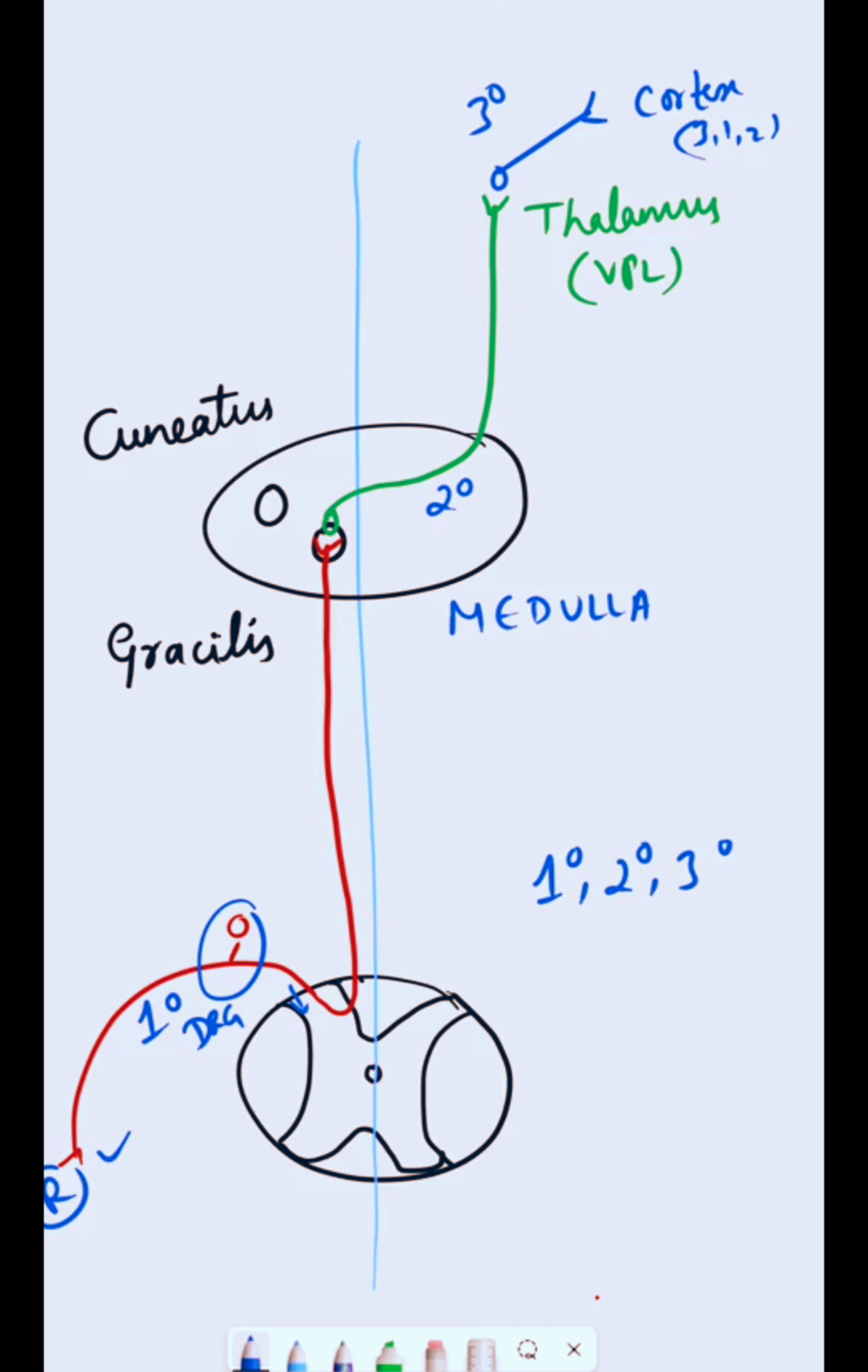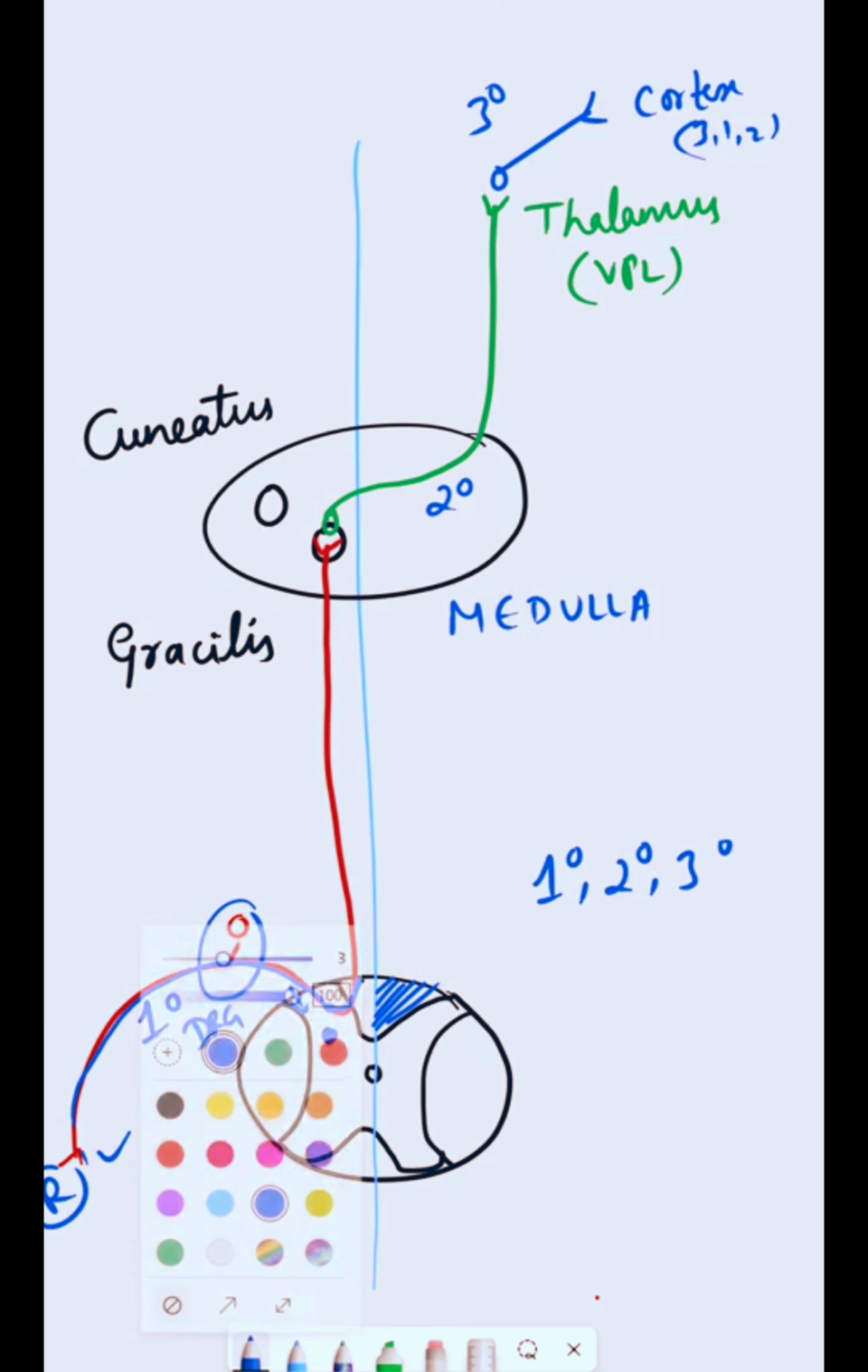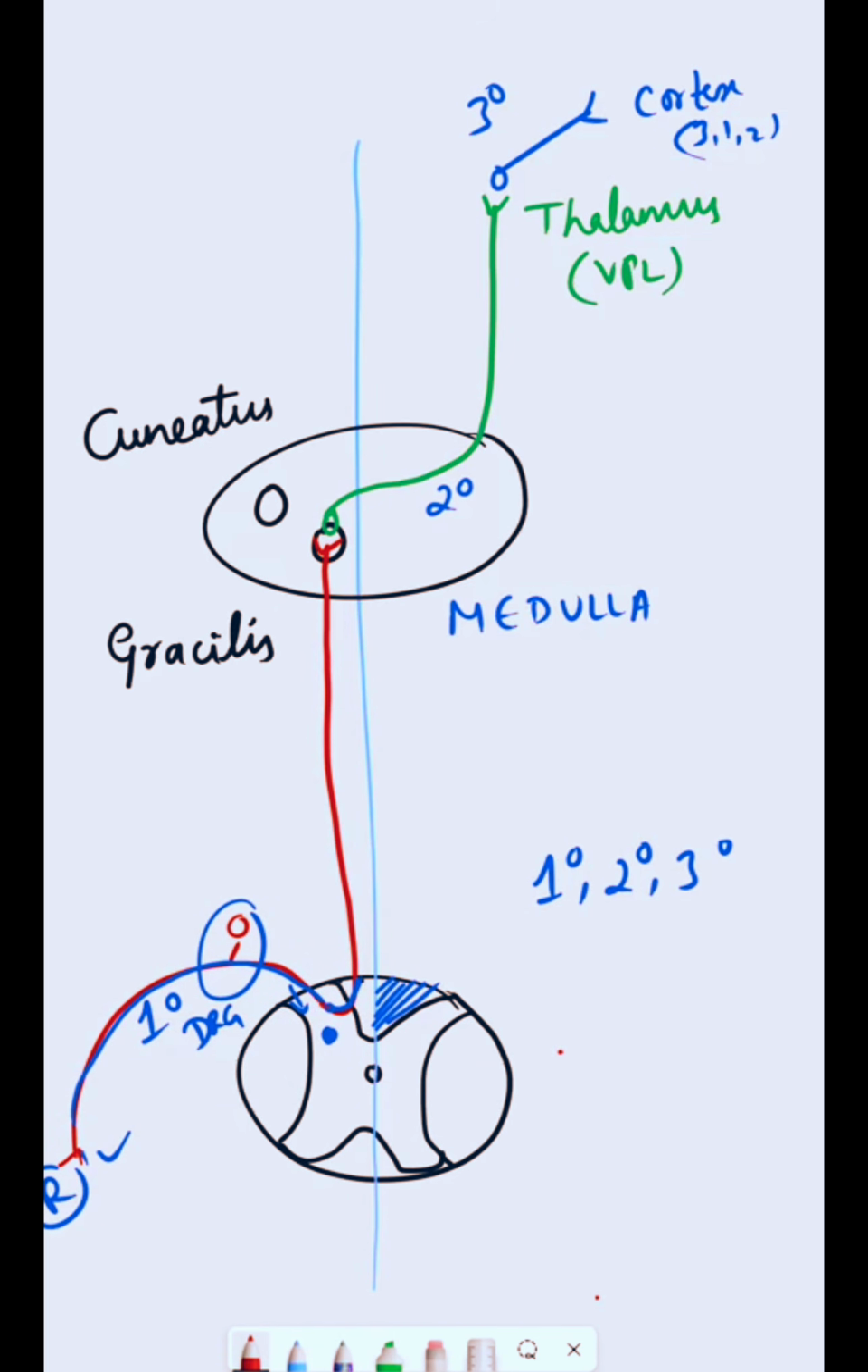Okay, the first order neuron does not relay in the dorsal horn or spinal cord, but just see the neuron, what is happening, just trace along the pathway like this. The red neuron, instead of stopping at the spinal cord, it continues in the dorsal horn. This is the dorsal column or dorsal funiculus. It ascends in the dorsal funiculus and it ends in the medulla.